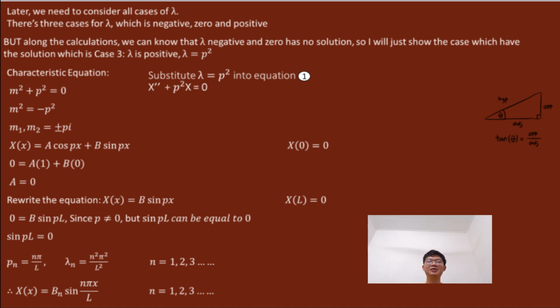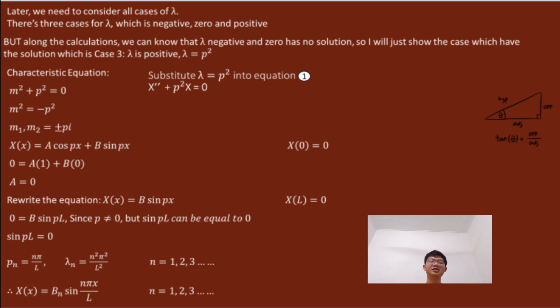Then we rewrite the equation. The function X will equal b sin px. Then we substitute another boundary condition, which is the function X at L equal to 0. Then 0 will equal b sin pL. Since b is not equal to 0, but sin pL can be equal to 0, we can set sin pL equal to 0. Then we will get p_n equals n pi over L, where n is equal to 1, 2, 3, and more.